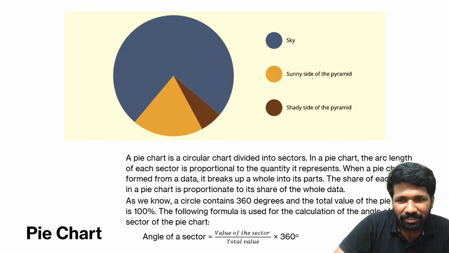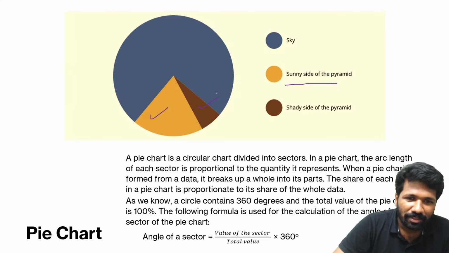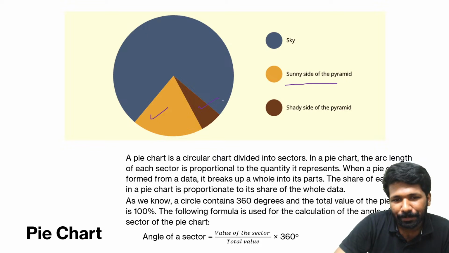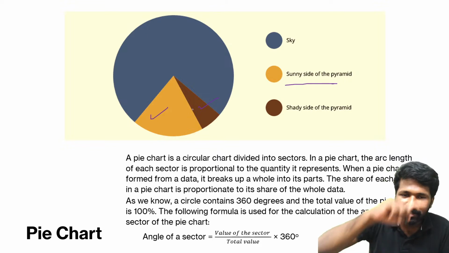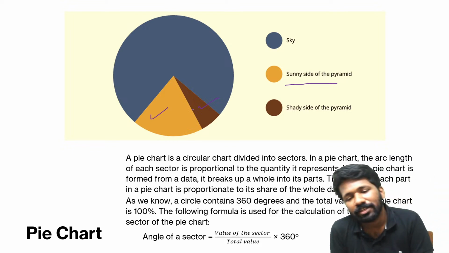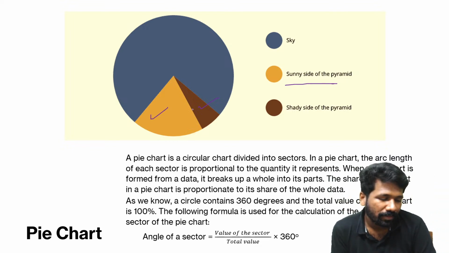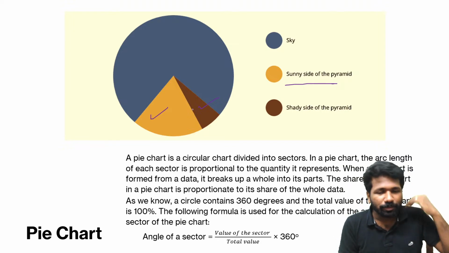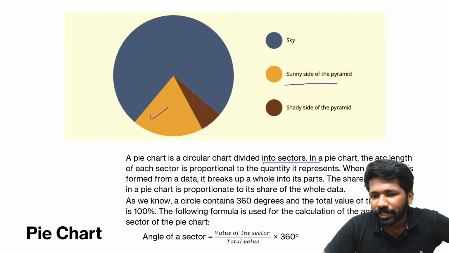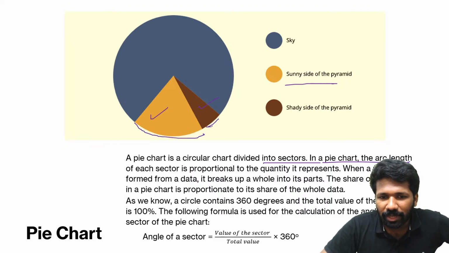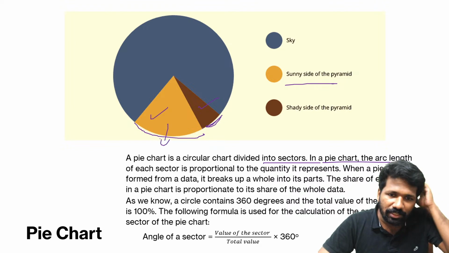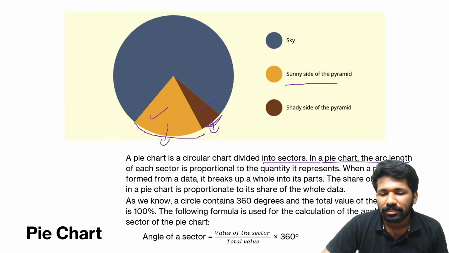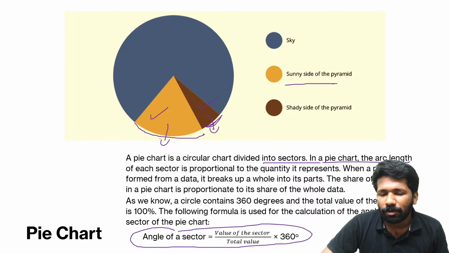Are you getting the point? The sunny side of the pyramid, the shady side of the pyramid and the sky almost form the shape of a pie chart. In a pie chart the idea is there is a circle and the circle is divided into different segments or sectors, and those sectors represent the values. So it's a circular chart divided into sectors. In a pie chart, the arc length of each sector matters. For example, if this arc length is bigger than this arc length, this value is bigger than this. And there is a formula you learned for finding the angle.